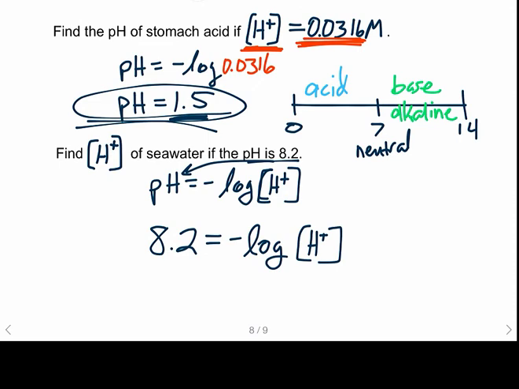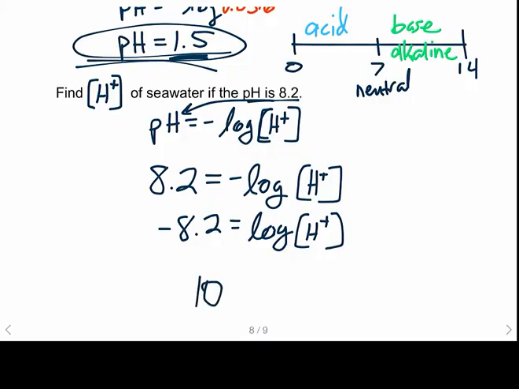Solving for the hydrogen ion concentration, we can multiply both sides by negative, so negative 8.2 is equal to the log of the H plus. And now, what's the base? The base is 10, because it's just log. Keeping in mind that a logarithm is an exponent, I'm going to put down 10 to the negative 8.2. Make that negative 8.2 the exponent on 10, and that equals the H plus.